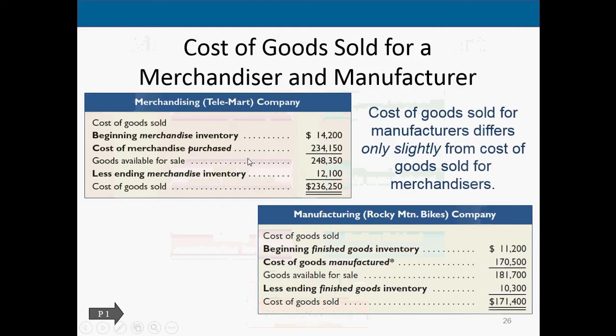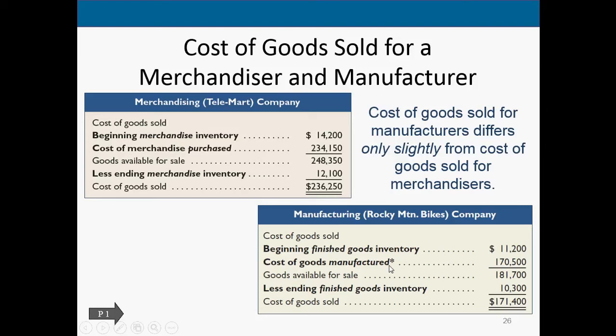This was for a merchandiser. Again, we started with beginning. We purchased some stuff, and that gave us what was available for sale. We take away the end, gives us cost of goods sold. But for the manufacturer, we take the beginning plus what we've manufactured. Notice that it has an asterisk. Minus our ending gives us cost of goods sold. The reason there's an asterisk there is because we have to figure out how to calculate cost of goods manufactured.